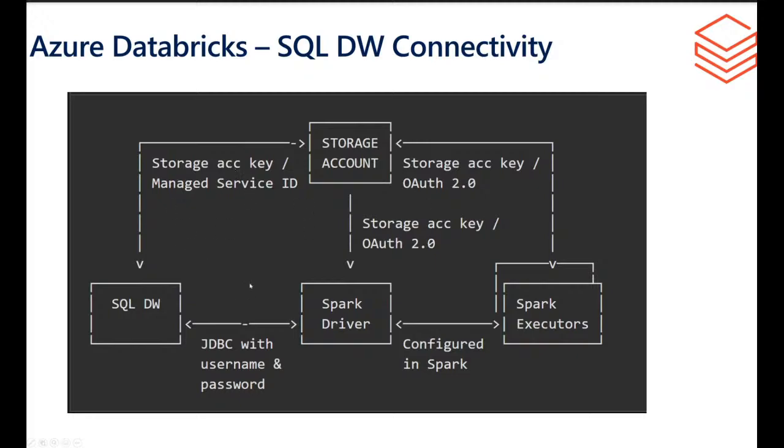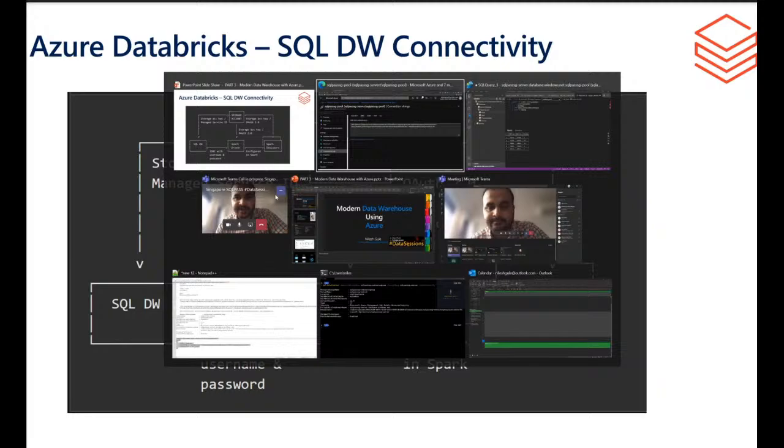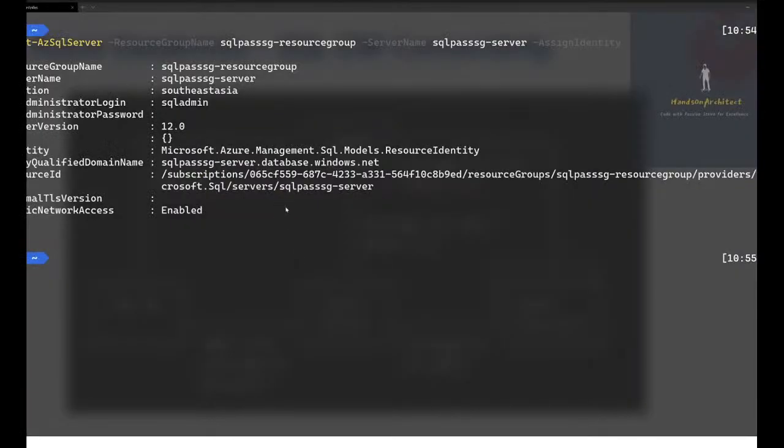From the data lake storage, there is a connection which the SQL data warehouse uses. It writes the data into the SQL data warehouse like a bulk insert. That is again done either using a storage account key or using a managed service ID, or MSI. For this purpose, I have used the managed service ID. The way this works is that for my SQL server, I assign an identity, and this identity is given access to the storage account.